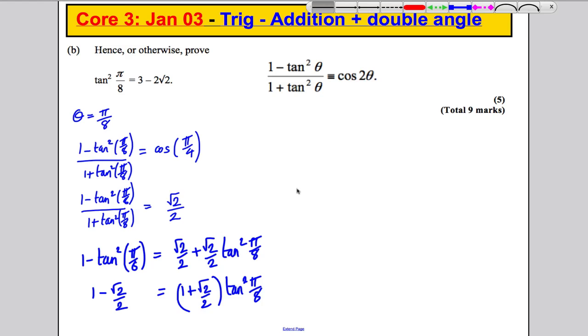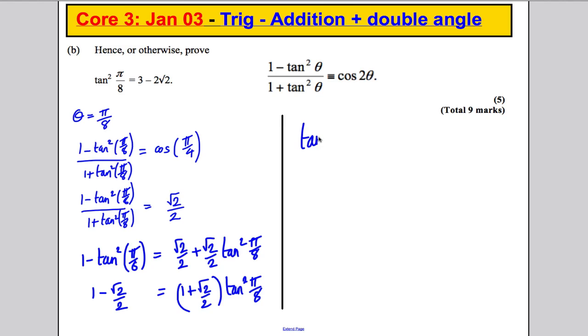Now you should continue working down the page. I'm just going across for ease here. So therefore tan squared pi by 8 must be equal to 1 subtract root 2 over 2 divided by 1 plus root 2 over 2. Now let's see if we can actually work that out.